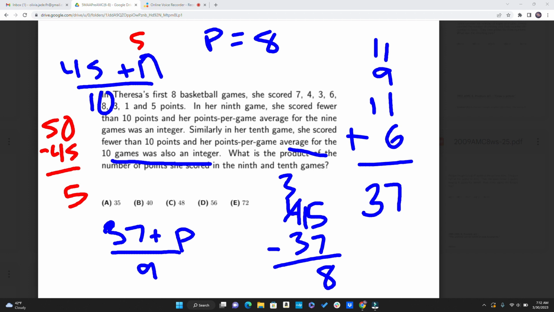So in the 9th game, she scored 8 points. In the 10th game, she scored 5 points. And we want the product of those 2 points. Remember, product is multiplication. So we want to multiply those 2 points together. 8 times 5, that's 40. Answer choice B.